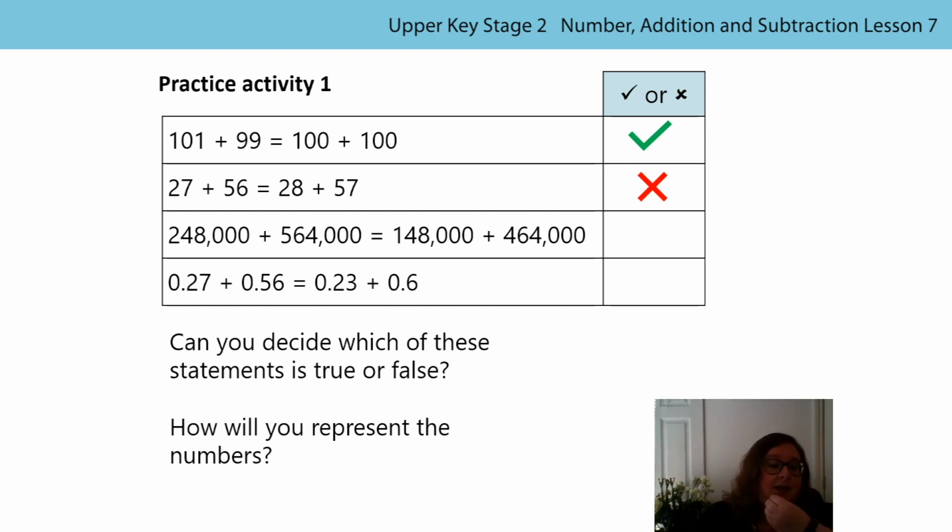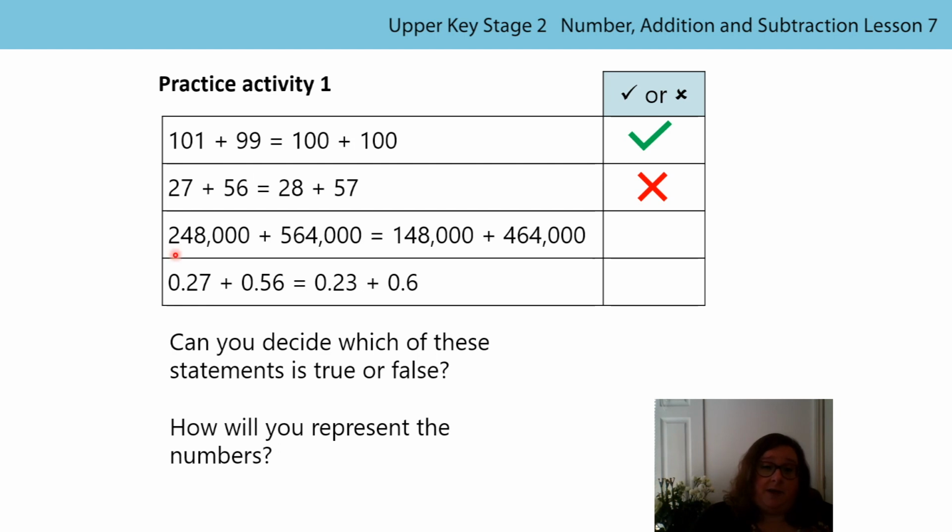Ooh, big numbers. This is where this method really is efficient, because you could have checked this by doing a written method, but it would have taken you a lot longer than using the method we're using now. Again, I'm going to see what's happened to my addends on both sides of the equation. I've got 248,000 and I've got 564,000 is equal to 148,000 add 464,000.